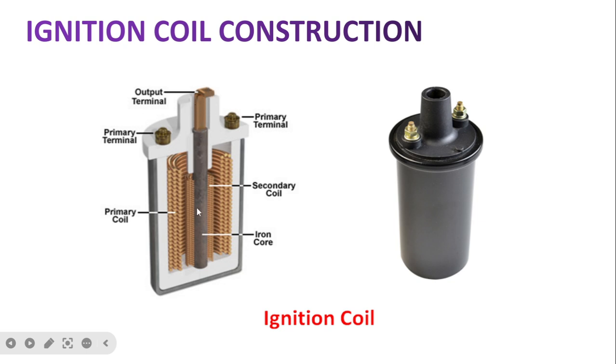This output terminal is attached to the secondary coil, and the secondary coil has a large number of copper windings as compared to the primary coil. This is the primary coil. The primary coil has fewer turns, right. This is the iron core, between these there is the iron core. This is the primary terminal, right.